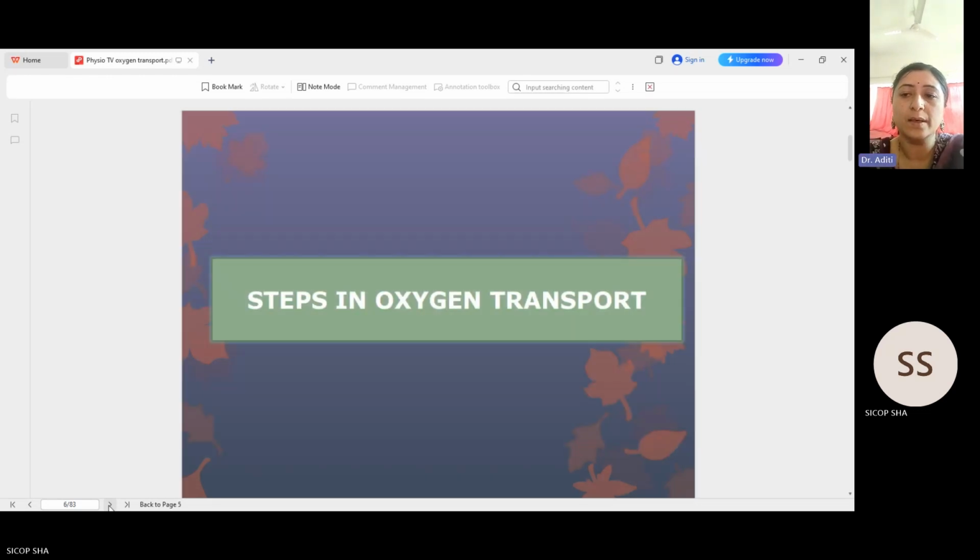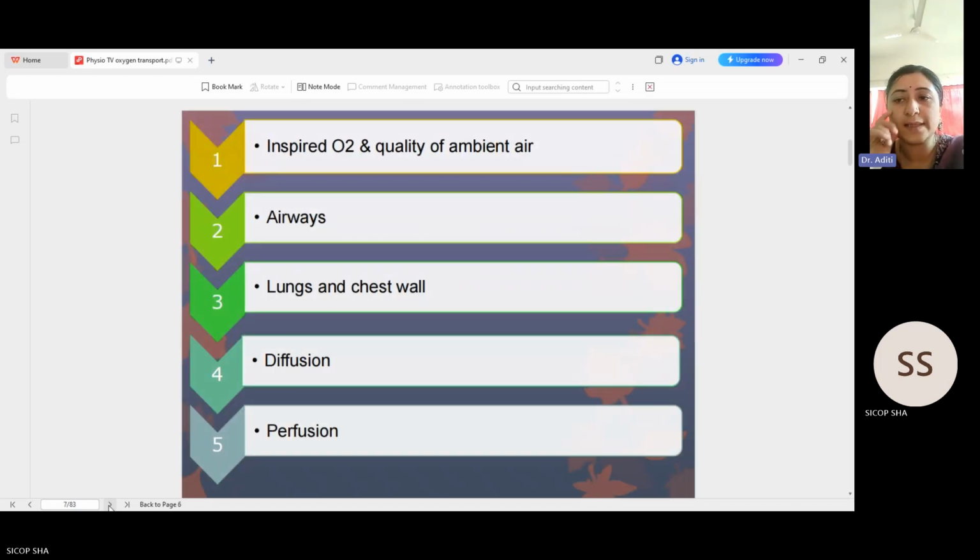Next slide, please. So now we would be discussing various steps in oxygen transport. It starts right from the inspired oxygen and the FiO2, or the quality of the air that we breathe in. Then it reaches the airways, from there to the lungs and the chest wall. By the process of diffusion or perfusion, it will reach the bloodstream.